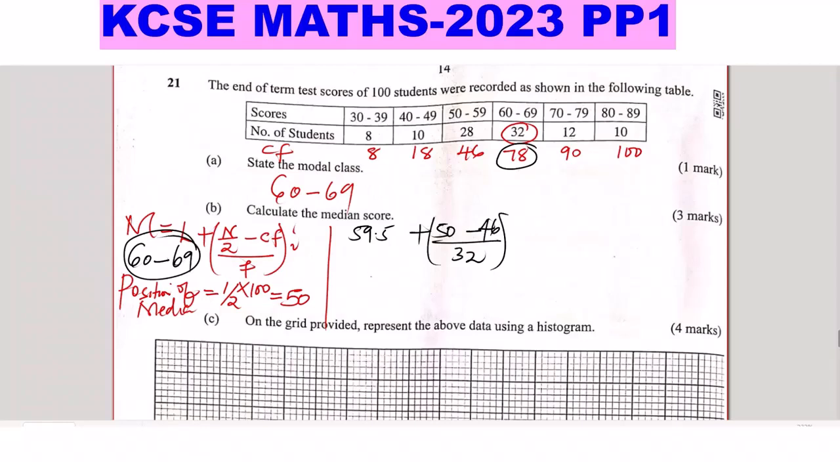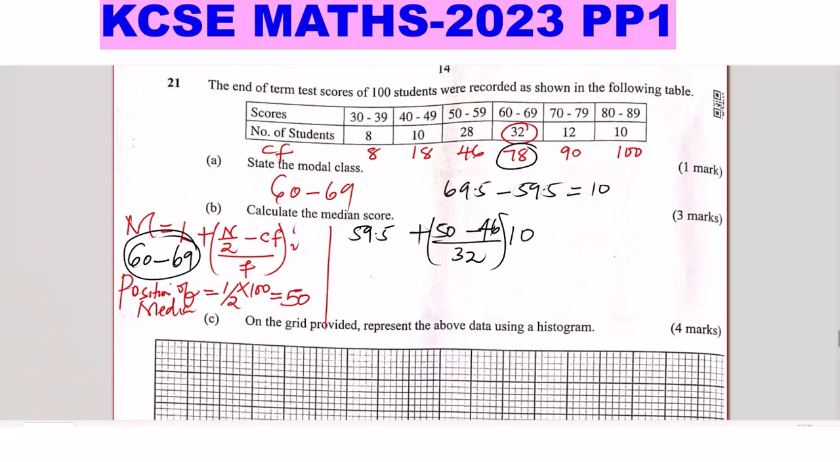And then I is the class size of the median class. So the median class is 60 to 69. To get the class size, you simply take 69.5 minus 59.5, and this will give 10. So that is how we get the median score.